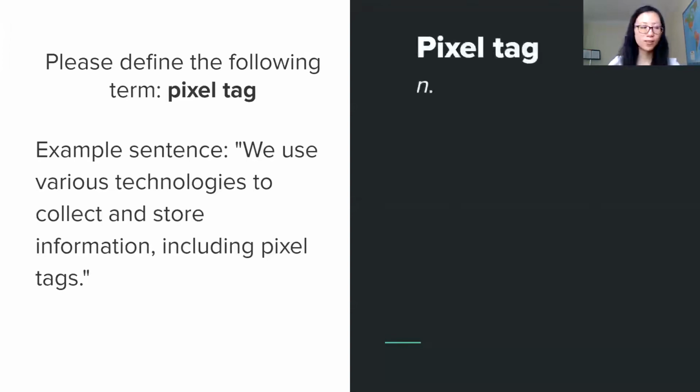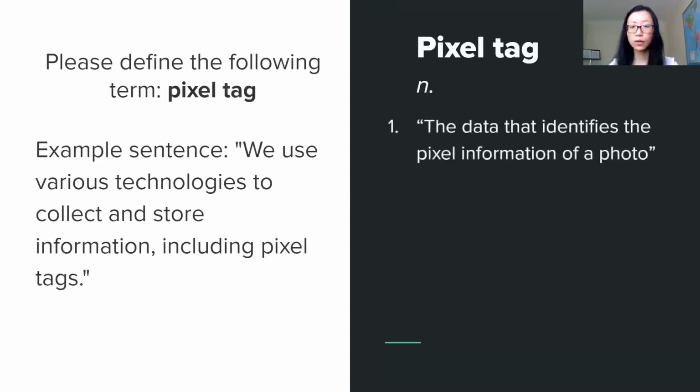And so we can look at some of the answers that our respondents gave. Some people went, pixel tag, that's formed of two words, pixel and tag. Tag might mean something about identification. Pixels have something to do with pictures. So one respondent said that pixel tags were the data that identifies the pixel information of the photo, which is incorrect.